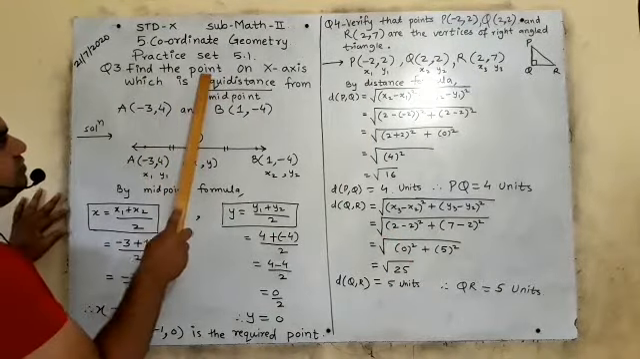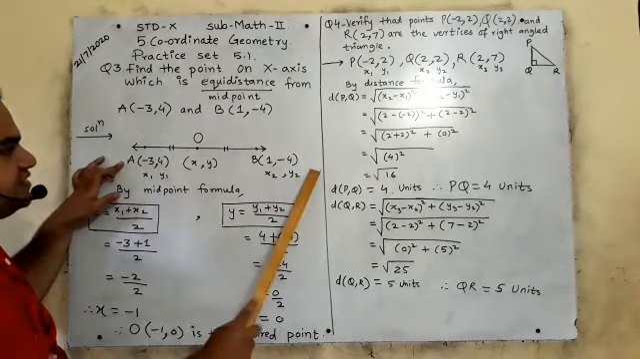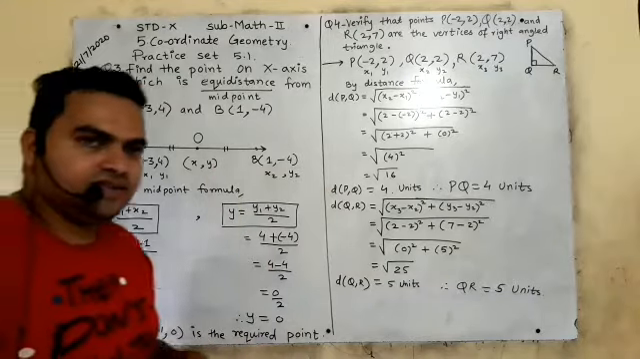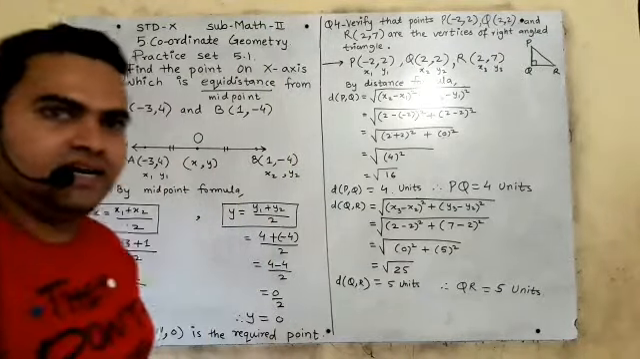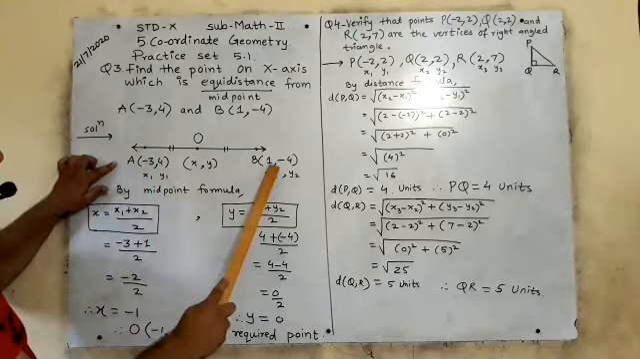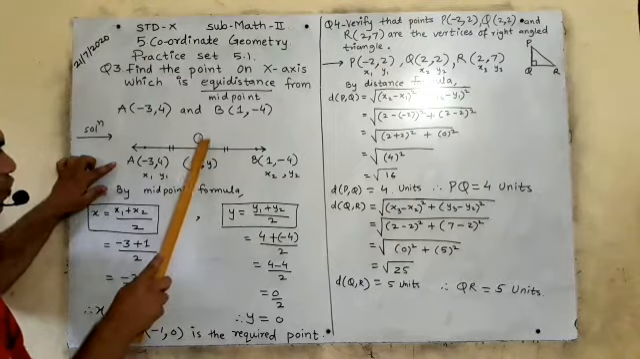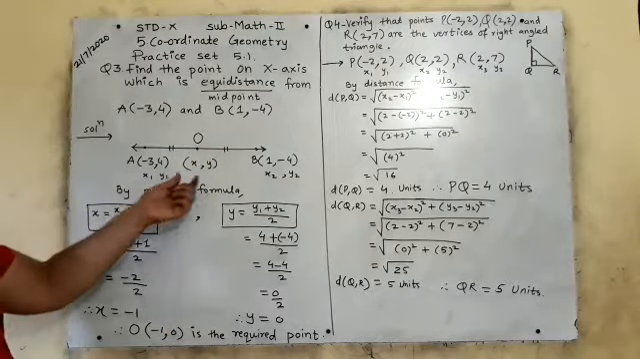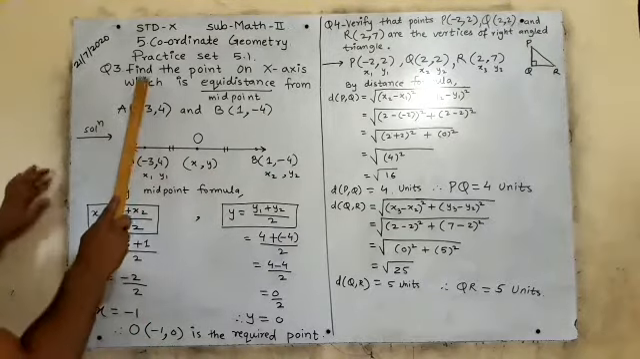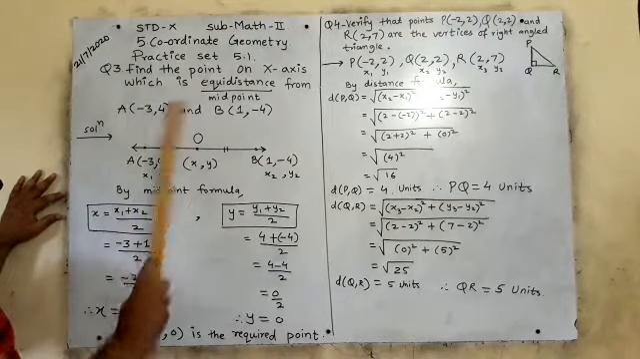Find the point which is on x-axis. Okay, so this is x-axis. Why? Because x-axis is a horizontal line, and y-axis is a vertical line. So we will draw this x-axis horizontally, and find the point. So I have taken the point name O for origin, and I have taken their coordinates x and y, which is equidistant from point A and point B.